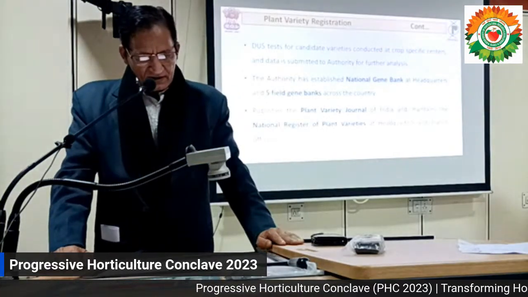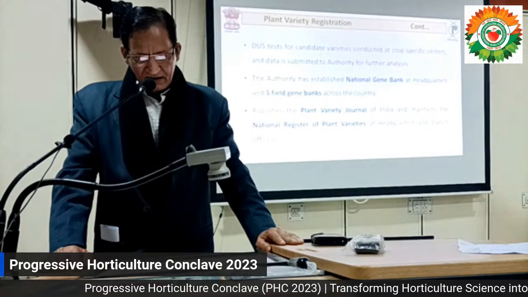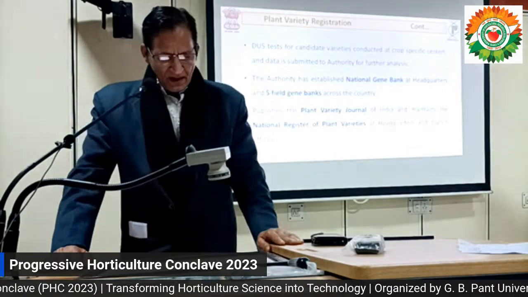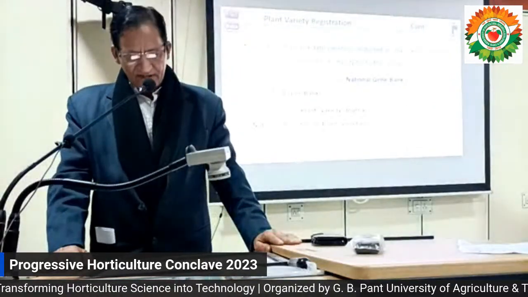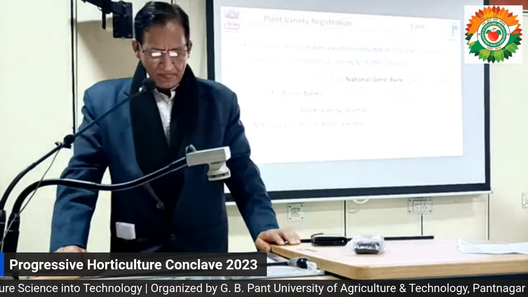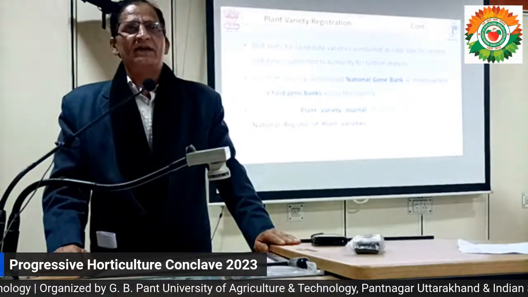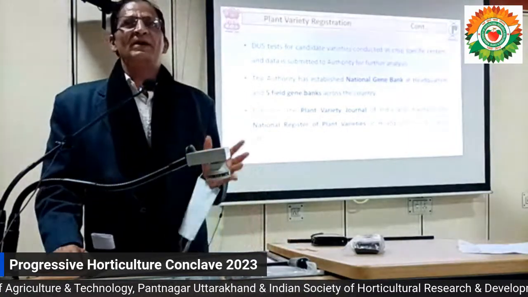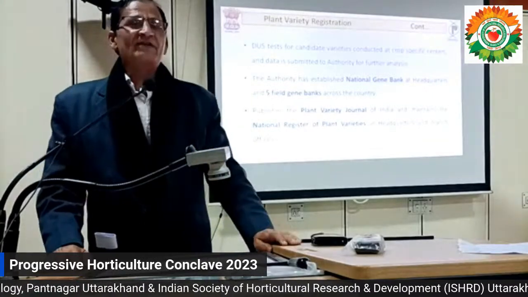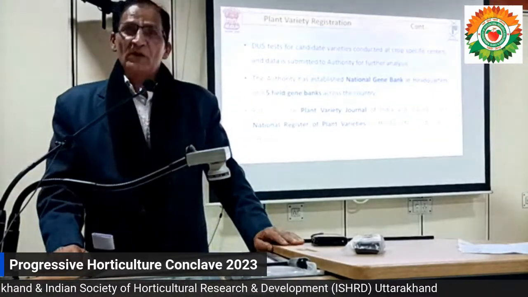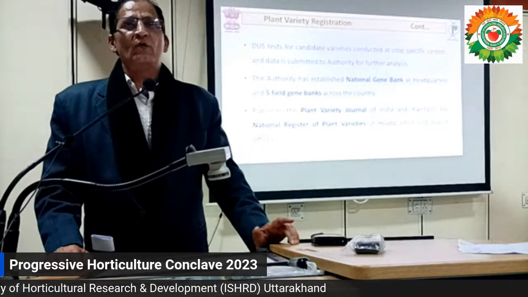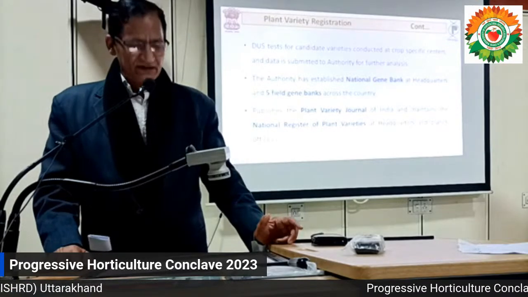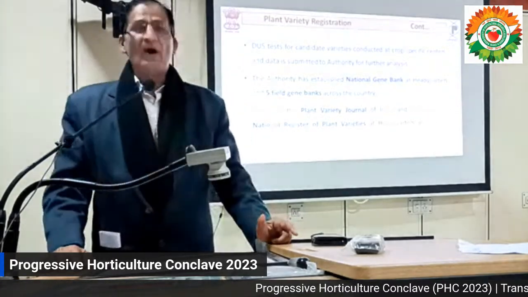The DUS test for the candidate variety is conducted at a crop specific center, and the data is submitted to the authority for further analysis. The authority has established the National Gene Bank and the Field Gene Bank. The National Gene Bank is required for conservation of the protected variety during the protection period, because if there is any dispute in this period, then the court can ask for the sample from the National Gene Bank.